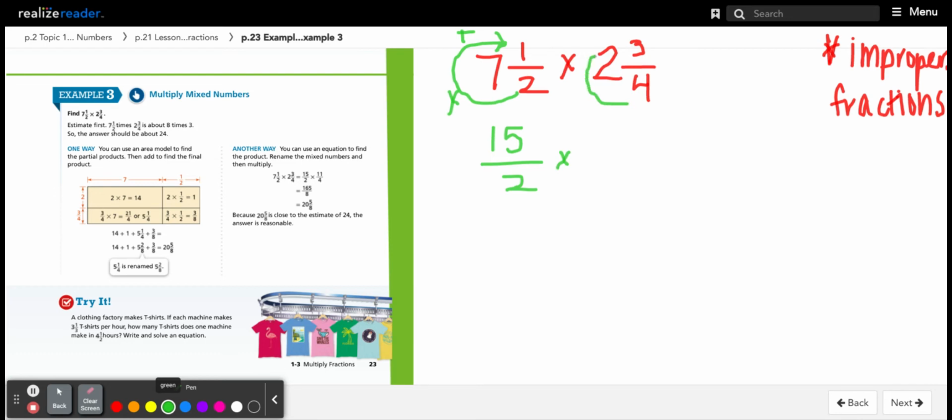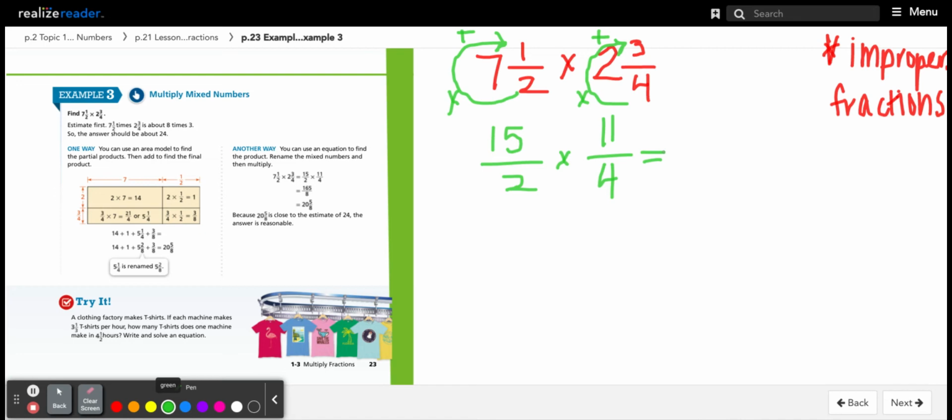Let's change this mixed number into an improper fraction. An improper fraction means that the top number is going to be bigger than the bottom number. So 4 times 2 is 8. Then add that 3. 8 plus 3 is 11 over 4. So now I have 15 over 2 times 11 over 4. So now this is the perfect example of where it's helpful to look to see, can I simplify before I multiply here? No, I can't.